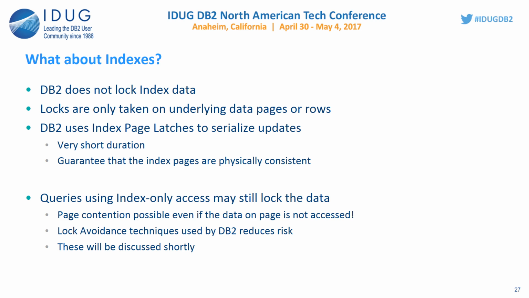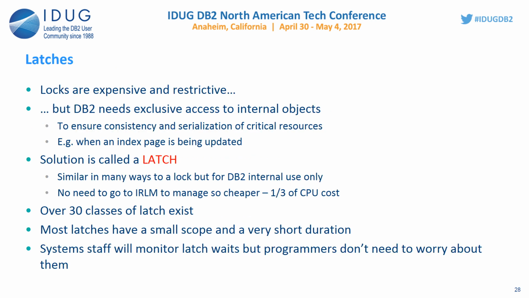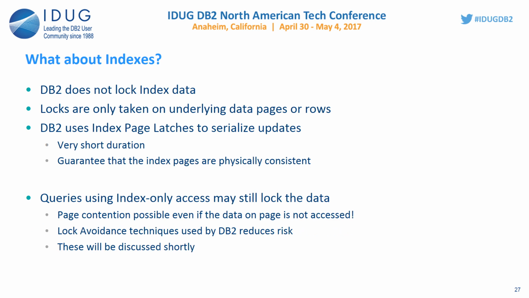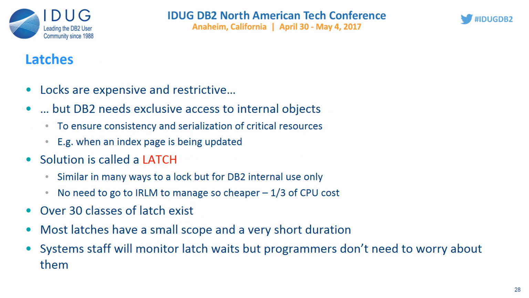So latches, locks are expensive and restrictive, but DB2 needs to guarantee access to objects. An example is back here, if it's updating an index. DB2 doesn't lock the index, but it needs to make sure that two people don't try and lock the same page of the index at the same time. And to do that, it takes a lower granularity thing called a latch. Right? They're internal. They're around a third of the cost in CPU terms of a lock. And DB2 uses them to guarantee the integrity of the internal pages, for example.